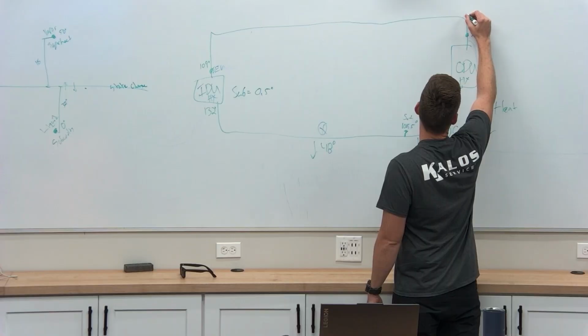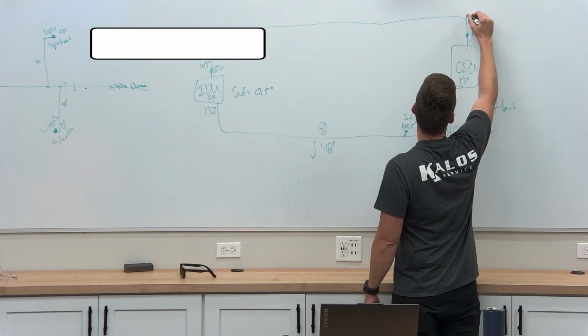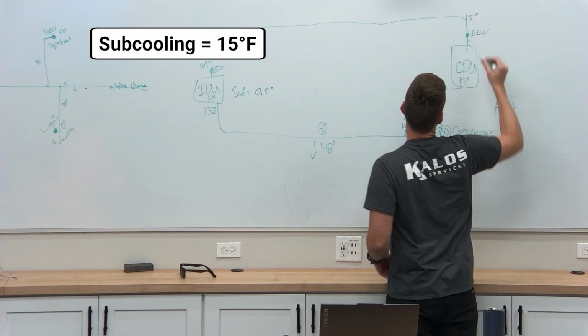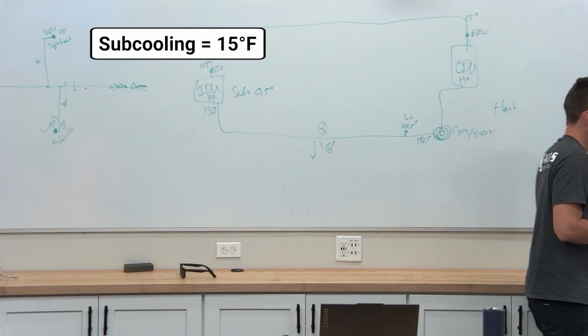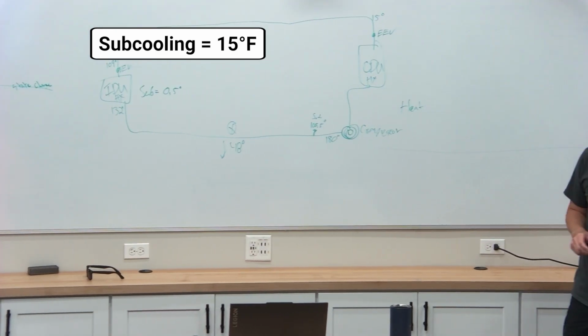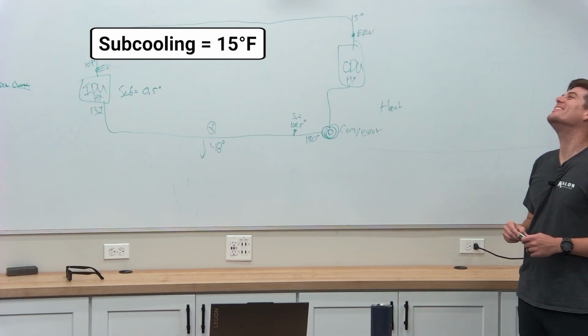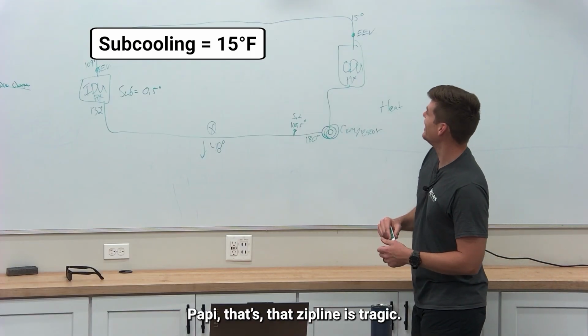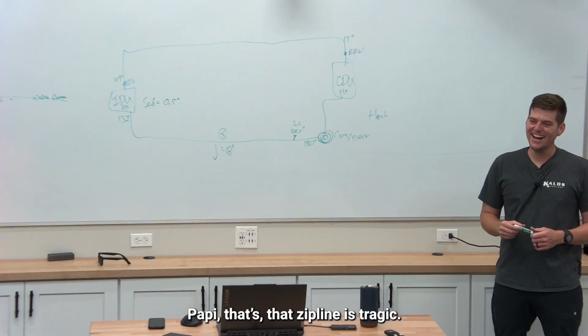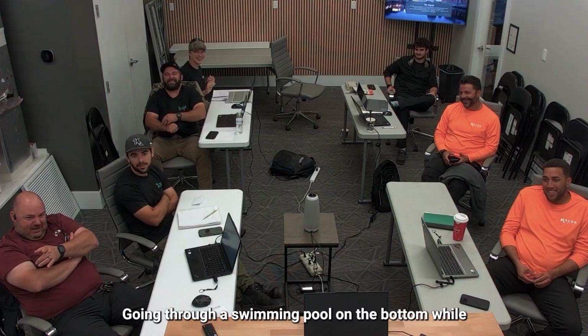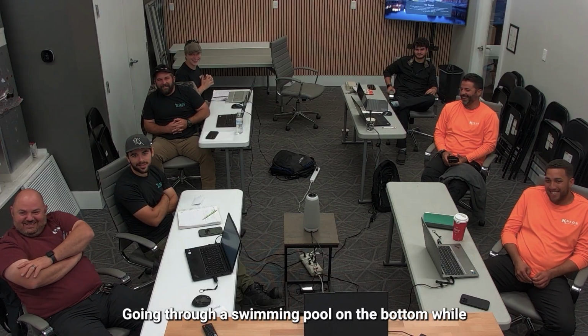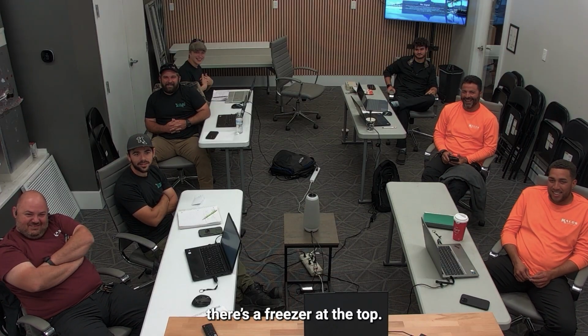105. Whoa. Yeah. What about this? No. Oh, no. No, it's not good. Papi, that line set is crappy. It's going through a swimming pool at the bottom, walking in the freezer on the top.